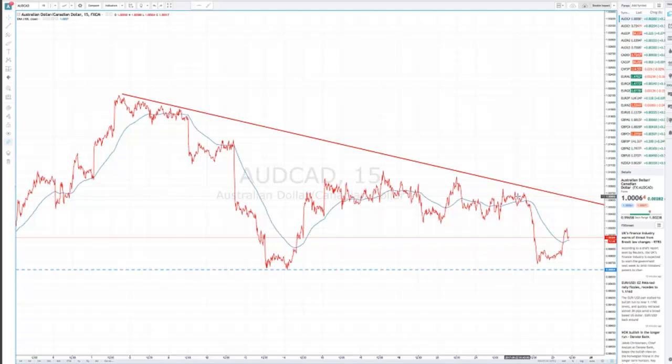Do you hear that? So we wait for the market to close outside of one of these lines, and then we take the trade in the direction of that close. Literally, that's it.